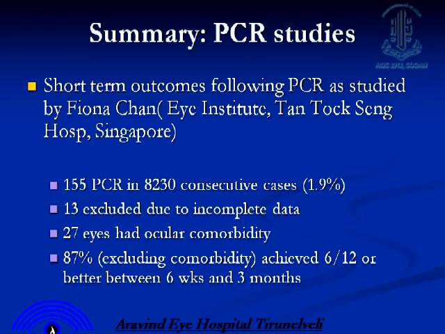To summarize and to reinforce, let's look at some of these studies. The short-term outcomes following PCR was studied by Fiona Chan in Singapore. A series of 155 PCRs, a rate of 1.9%. 13 were excluded due to incomplete data and 27 had ocular comorbidity. Among these cases, the visual recovery was 87%, achieving 6/12 or better between 6 weeks and 3 months.